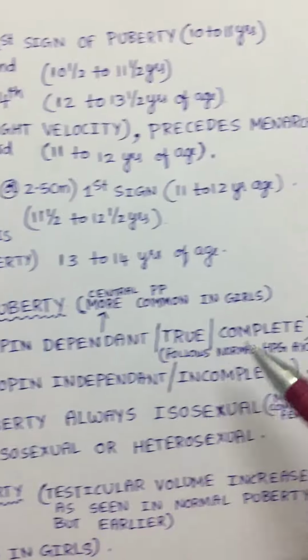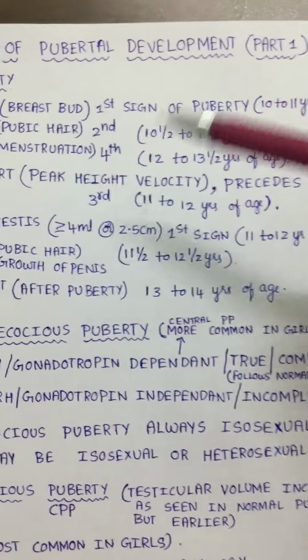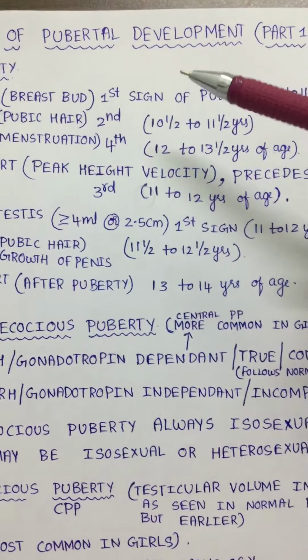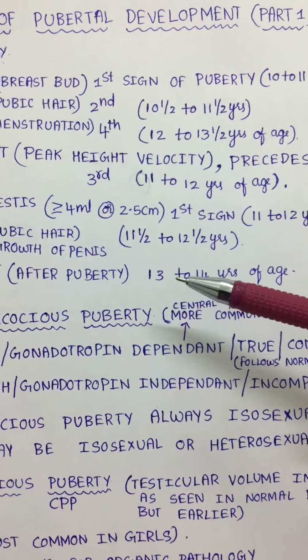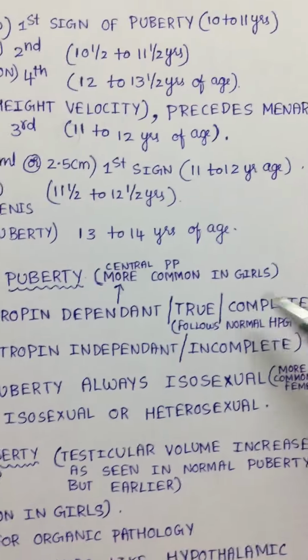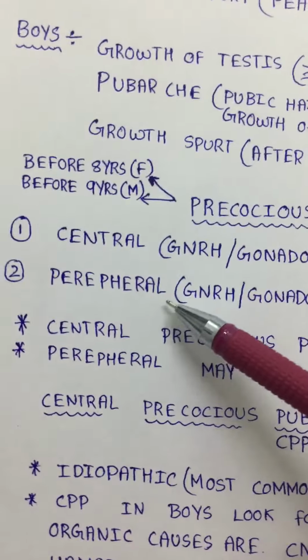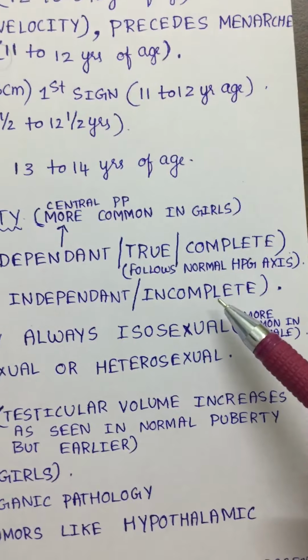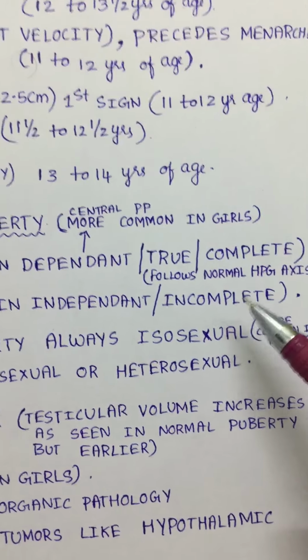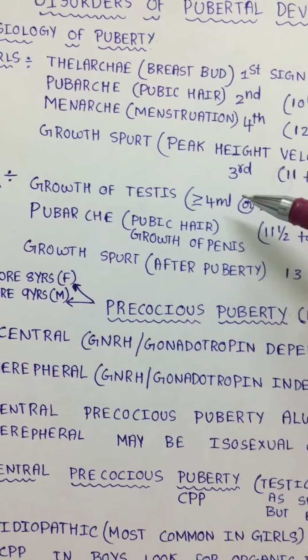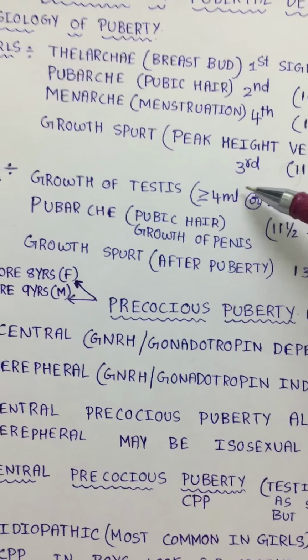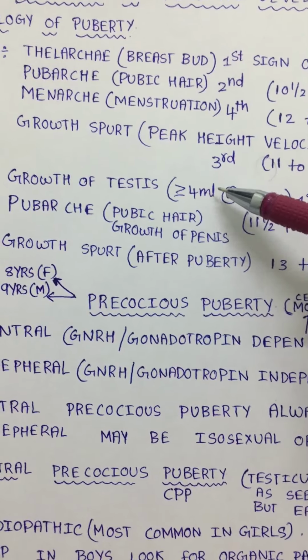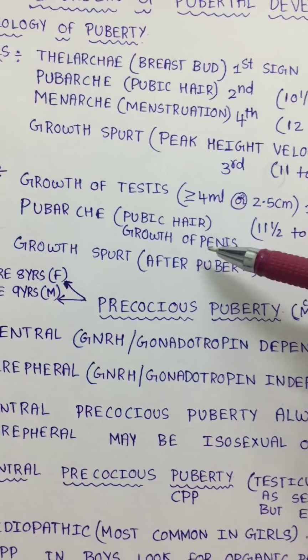All the stages of puberty, like thelarche or pubarche, occur in the normal pattern. Whereas peripheral precocious puberty is GnRH or gonadotropin independent. It does not depend on the gonadotropins, and it is called incomplete precocious puberty because the stages of puberty will not occur at the normal ages.